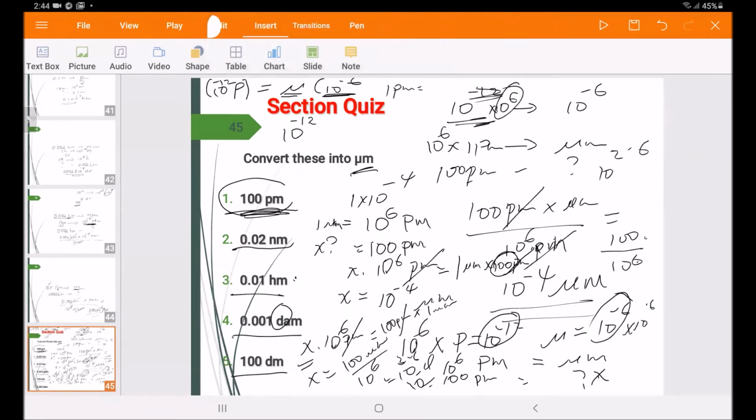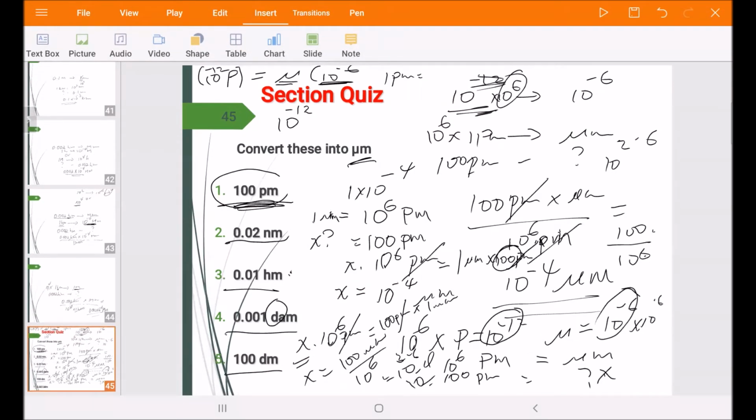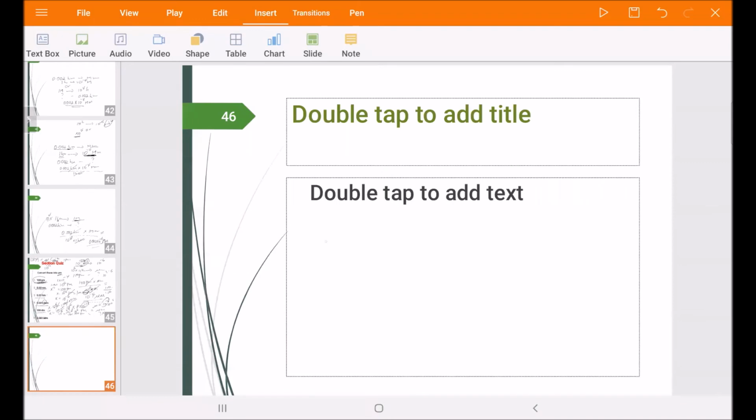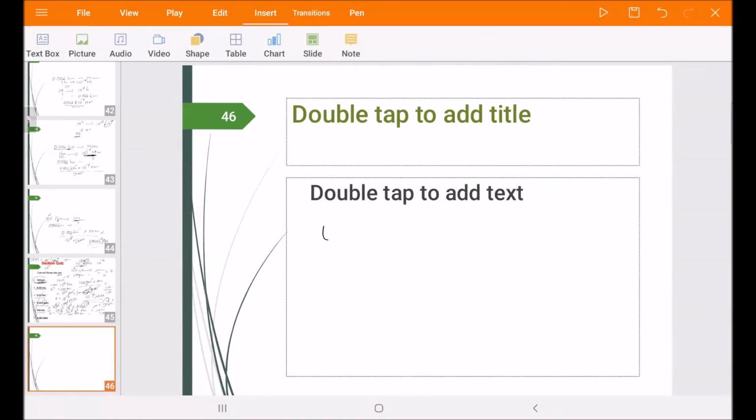Convert 0.01 hectometer into micrometer. Hectometer is 10 to the power of 2, and micrometer is 10 to the power of minus 6.